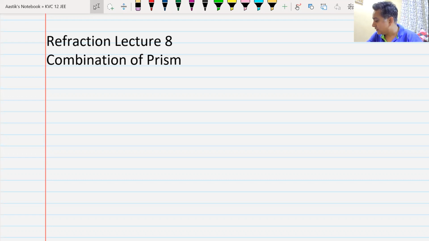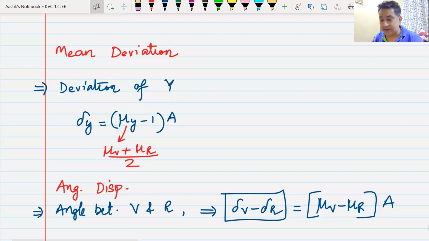In the previous class, we had seen the two terms that are going to be used in this class. The first term was known as, do you remember this first term? What is the first term? Mean deviation. It is a deviation of the mean light or the deviation of yellow light. It is mu y minus 1 times A. If mu y is not given, you use (mu v plus mu r) by 2. Everyone understands this? Yes, sir.